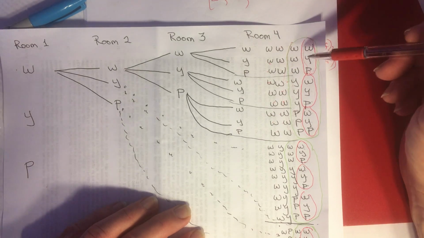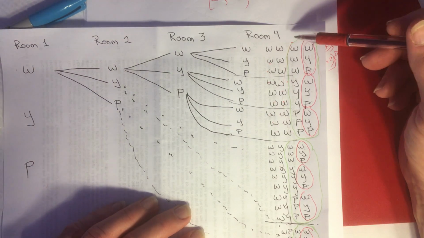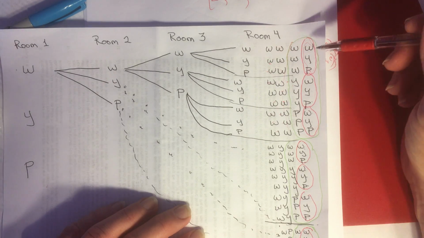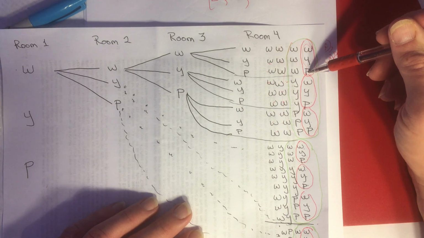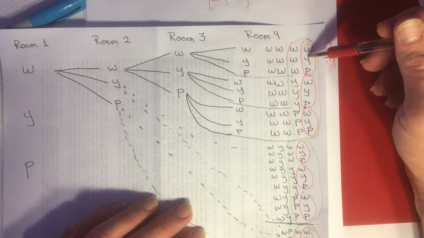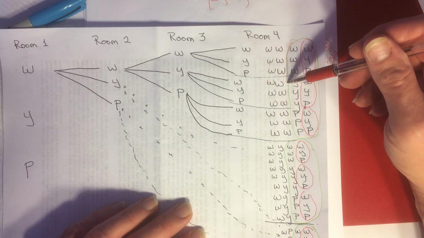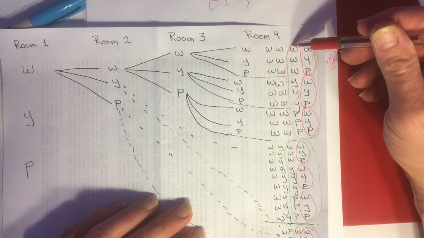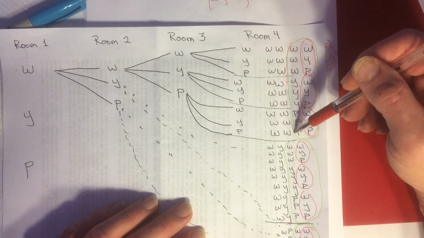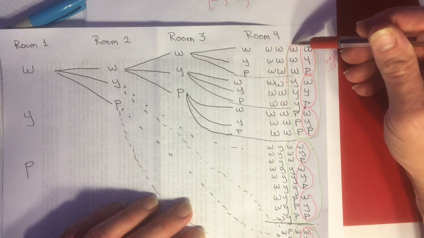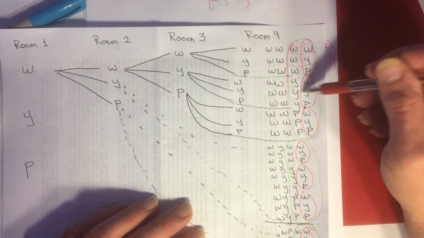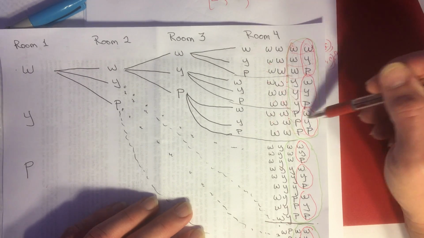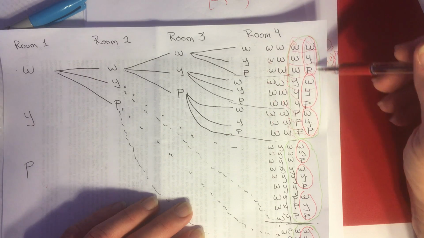So for just having one room, just painting one room, there are 3 different possible ways it can turn out. Once I paint the second room, right, there are 9 possible ways it turns out, right, here, because I could do white, white, white, yellow, white, pink, yellow, white, yellow, yellow, yellow, pink, pink, white, pink, yellow, pink, pink.